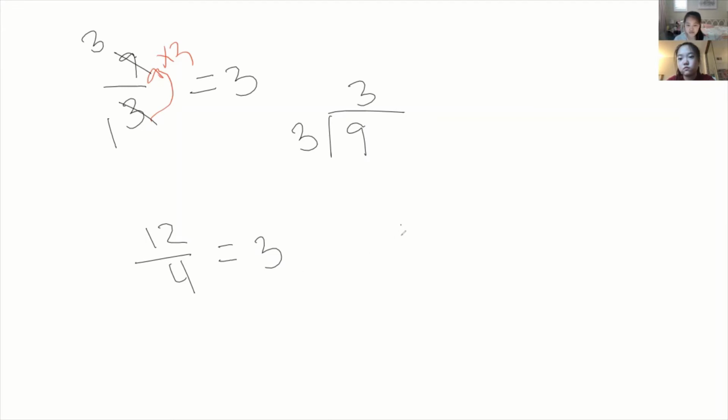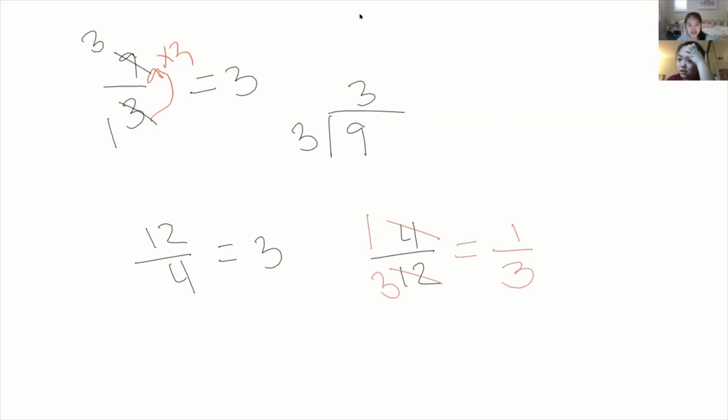How about 4 over 12? Do you think you can simplify this? 4 is a factor of 12, right? So you would have to divide each part of the fraction by 4. So what is 4 divided by 4? Yeah, it's 1. And then what about 12 divided by 4? Yeah. So 4 over 12 is equivalent to 1 over 3.